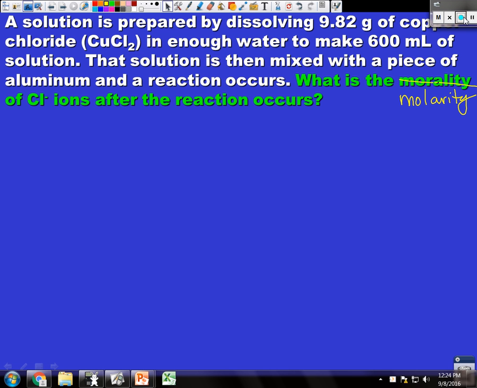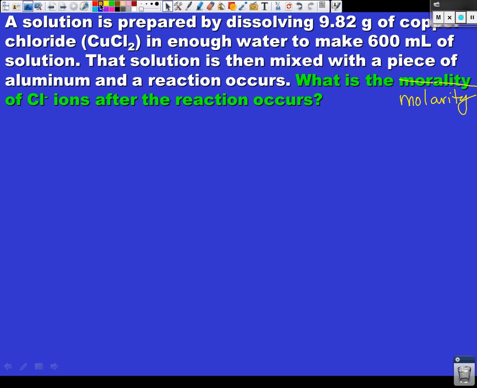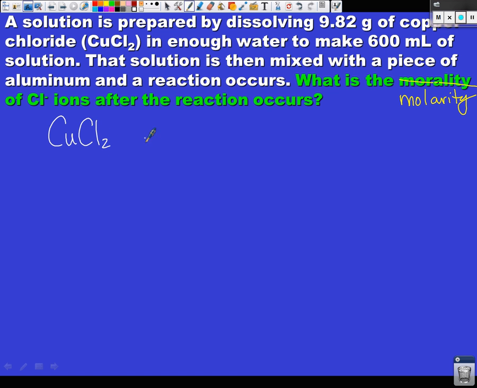So here's what you should have gotten for your balanced chemical equation. Or actually your reaction first. Let's start there, then we'll balance it. So you should have CuCl2 plus aluminum. Now, it says it's grams, right? Actually, no. It's in enough water, so we're going to write this as aqueous. Okay, and this is plus a solid.